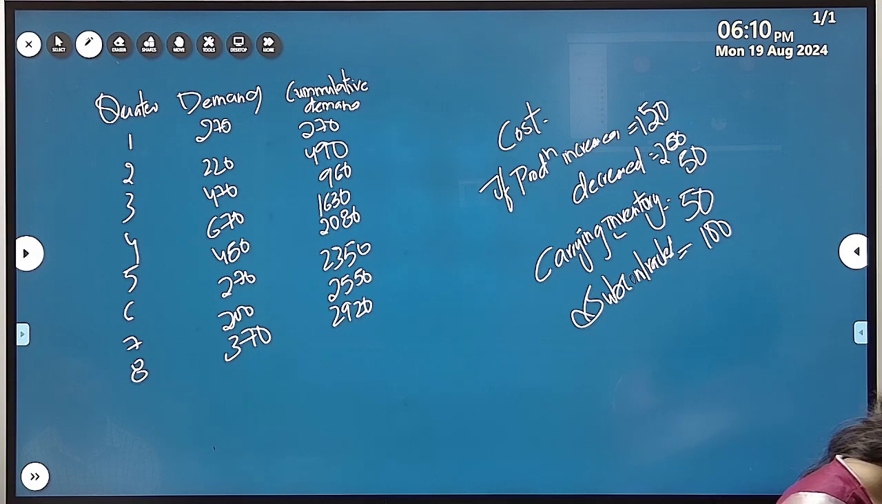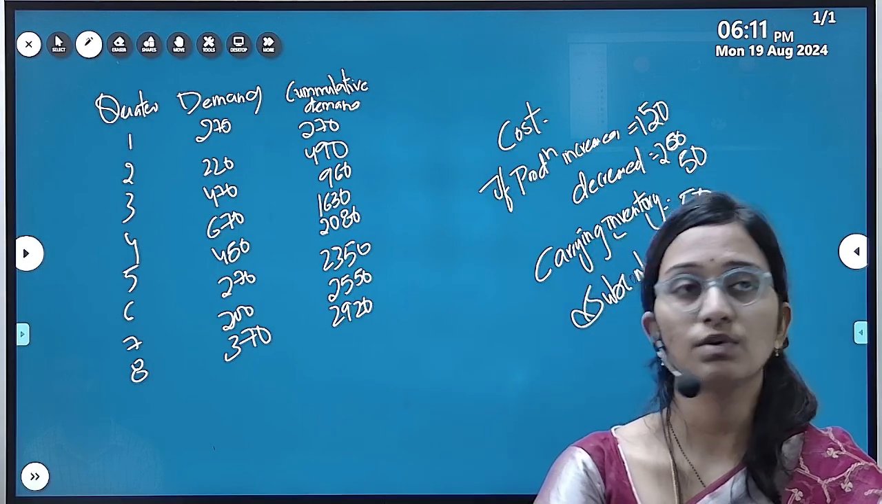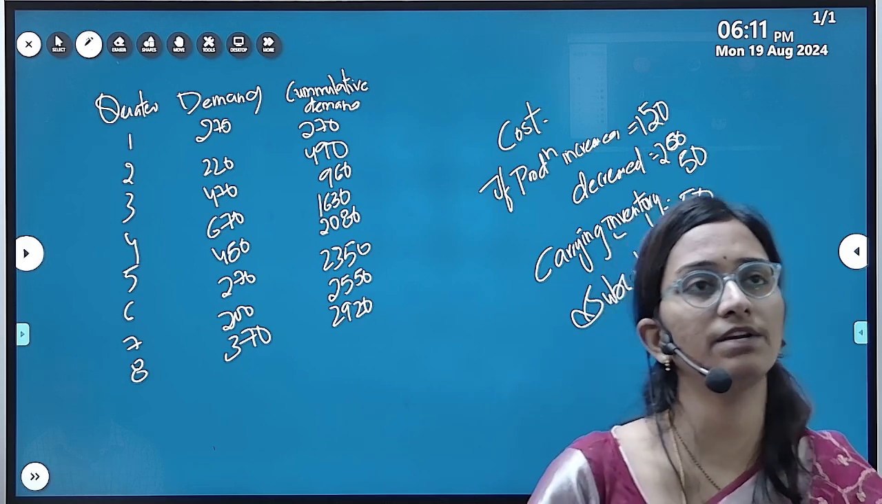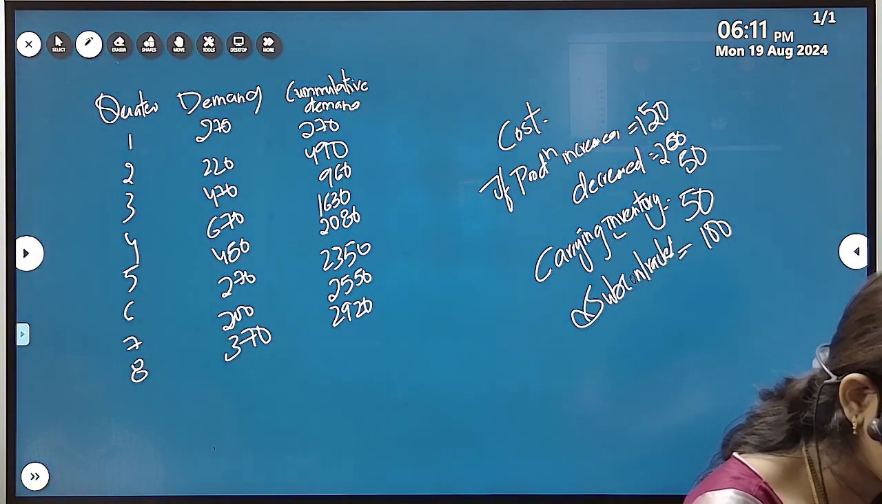So in the 8 quarters, the demand in the first quarter is 270. In the second quarter the demand is decreasing, and in the third quarter it is increasing. In the fourth quarter it is increasing. In the fifth quarter it has decreased. In the sixth quarter it has decreased. In the seventh it decreased. In the eighth quarter it has increased. So there is no perfect demand. It keeps increasing and decreasing, and sometimes it is constant. So what's the cost of increasing the production level?